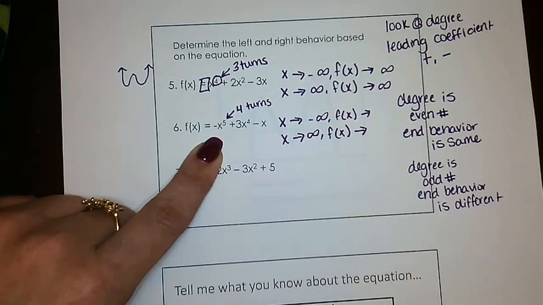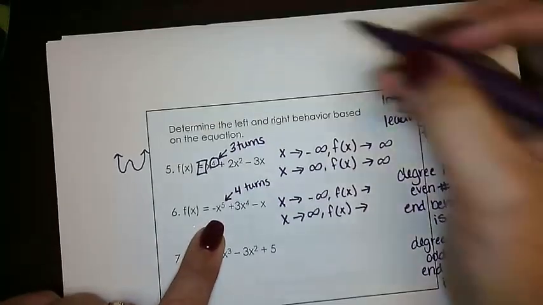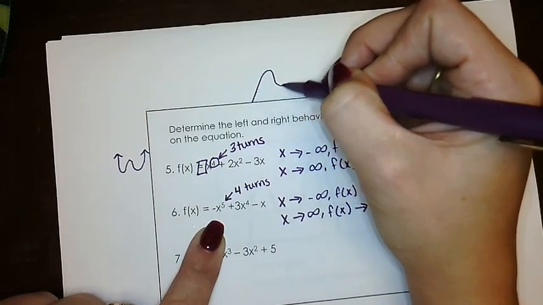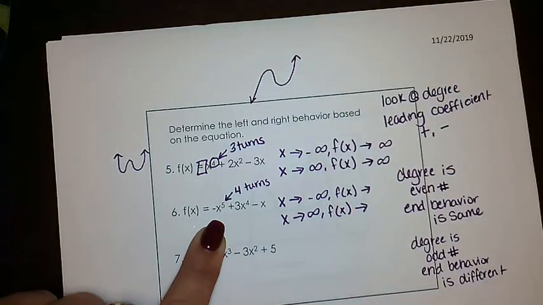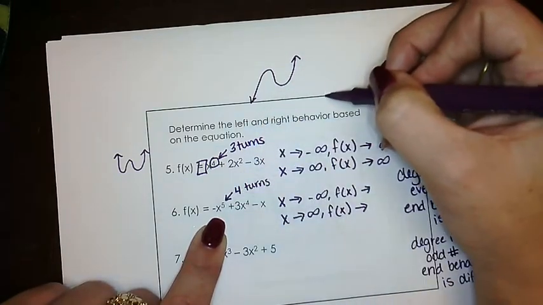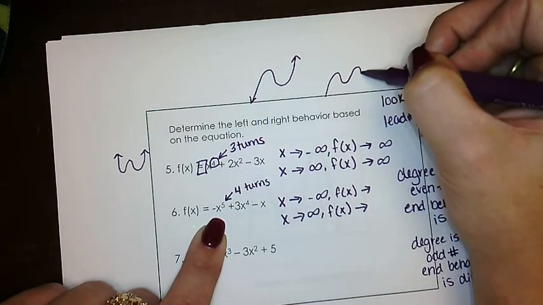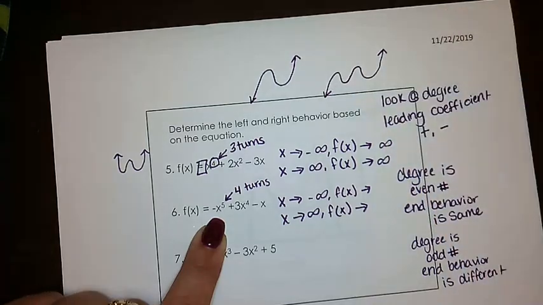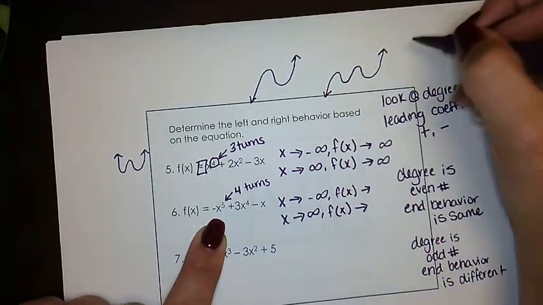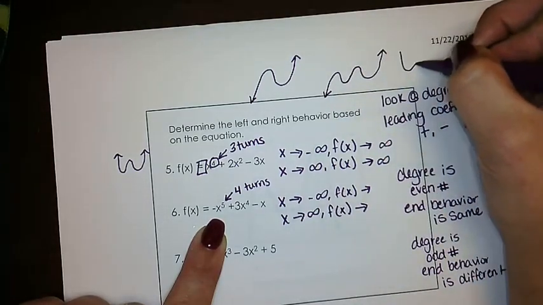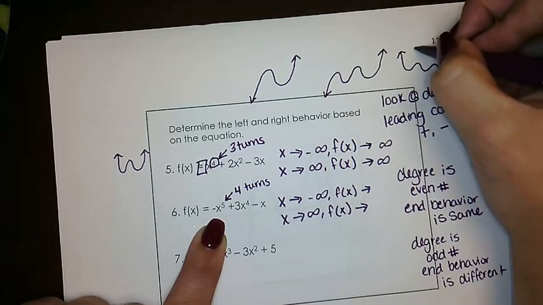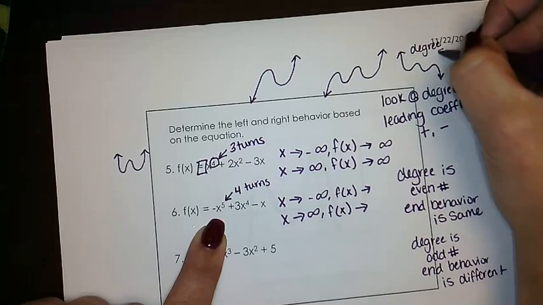So any positive function, it always starts from the bottom. So if I have a cubic, it's going to look something like this. If I have a degree 5 polynomial, it's going to look something like this if it's positive. What happens if I have a negative out front is it flips this entire thing. So instead of starting down, it's going to start up. So this is what my degree 5 will look like.